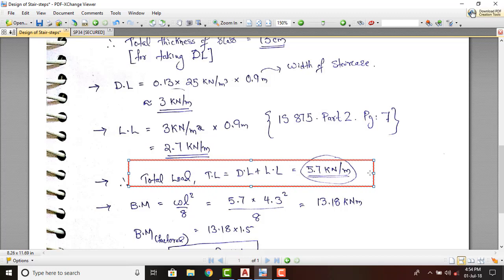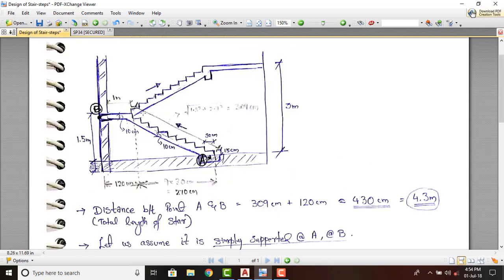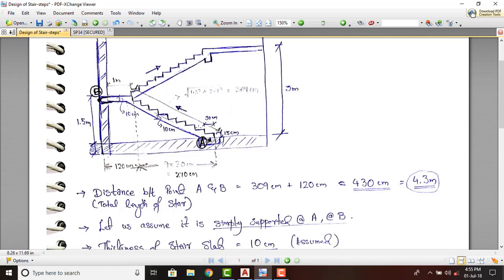to 5.7 kN per meter. The design of a staircase is nothing but design of a one-way slab, because in the staircase the support is given at this point B and A, and if we take in this flight, the support is from B to this point where the beam is coming. So we can consider this staircase as a slab which is supported at these extreme two points, and we can go ahead with the design.